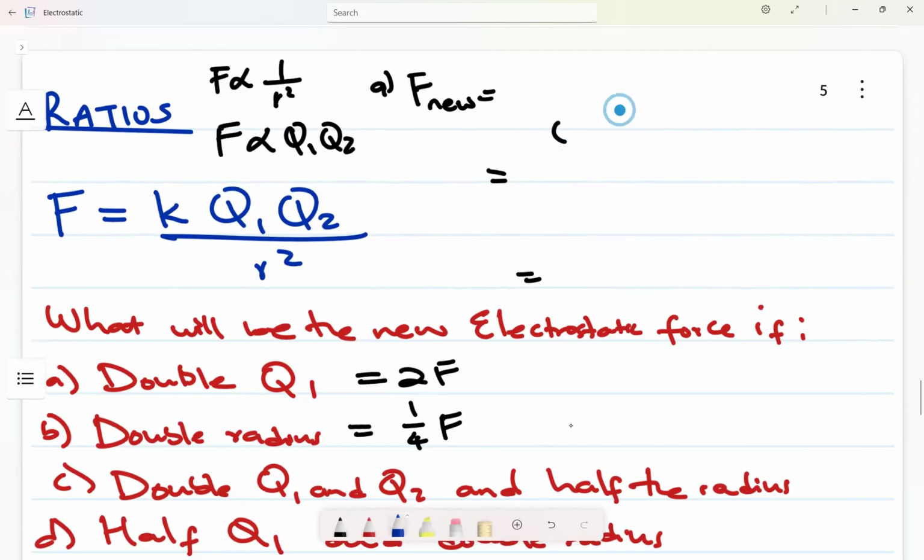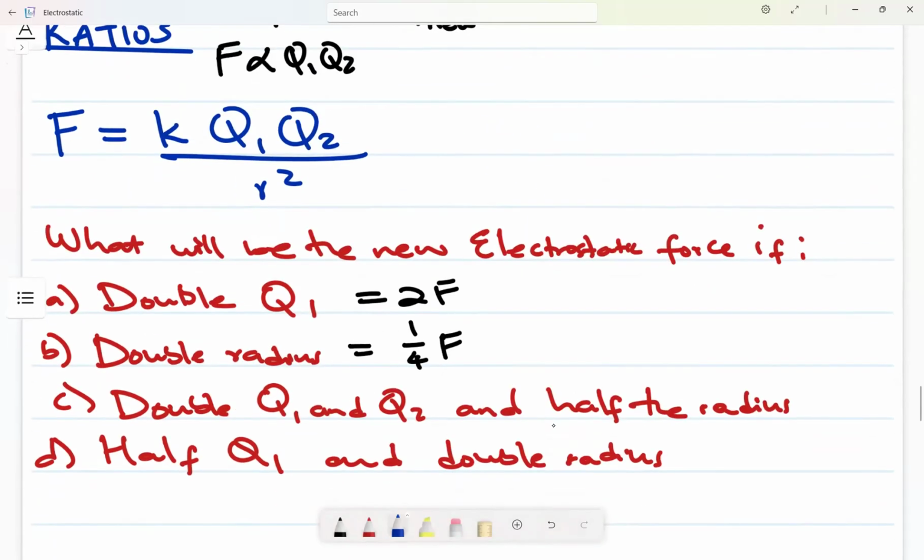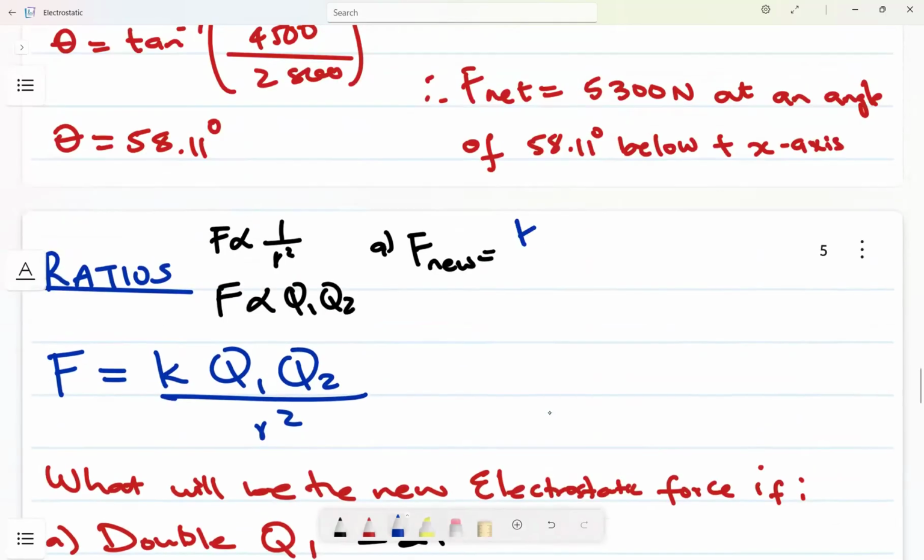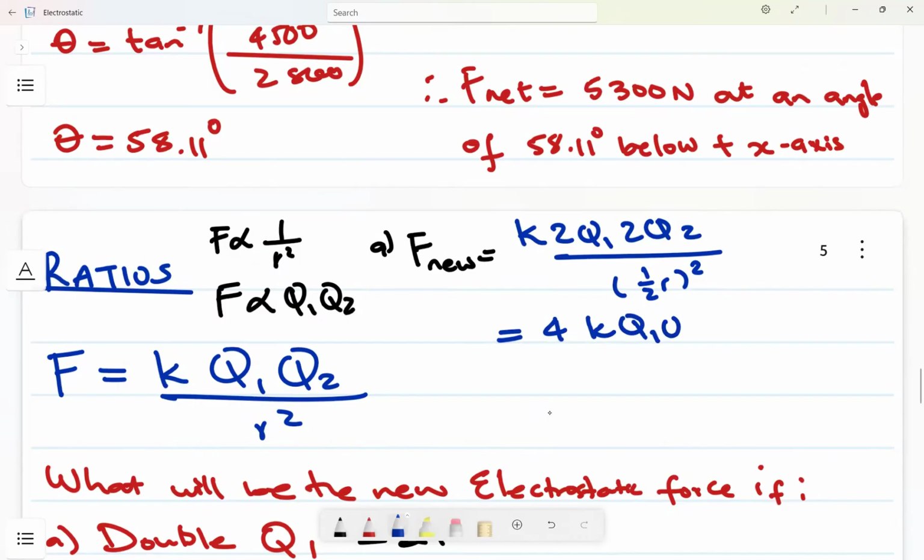Let us be in a position of answering part C: double Q1 and Q2 and half the radius. So I'm doubling both, K, 2Q1. Remember, we are taking them from this original formula. 2Q1, 2Q2 divided by, I'm halving the radius, 1 divided by 2 R squared. Then what will happen is that it's going to be 2 multiplied by 2, which is 4 KQ1, Q2 divided by 1 divided by 2 squared, which is going to be 1 divided by 4 R squared.